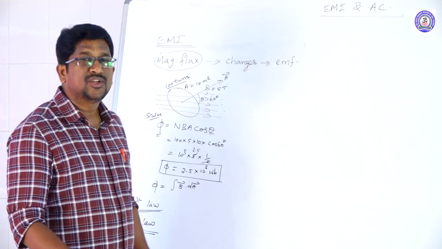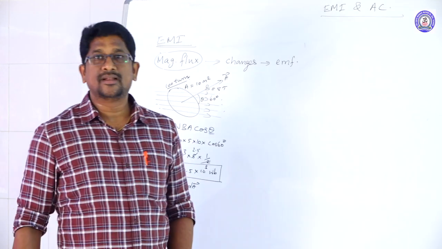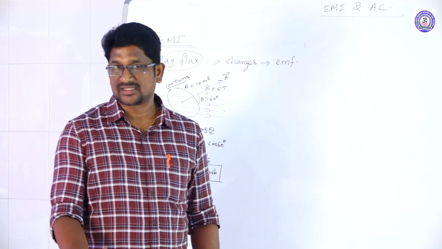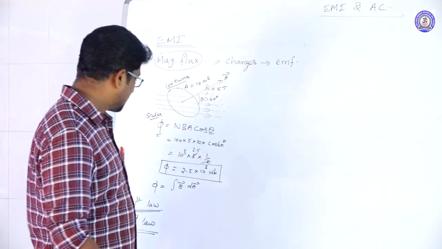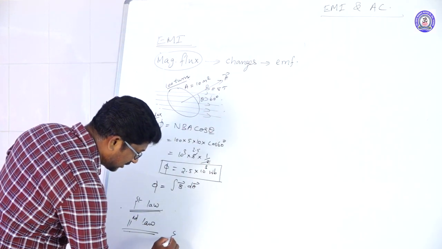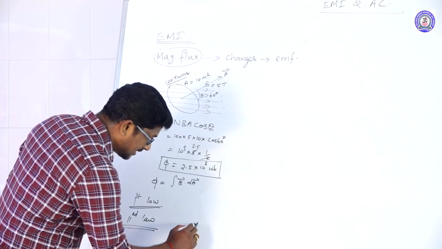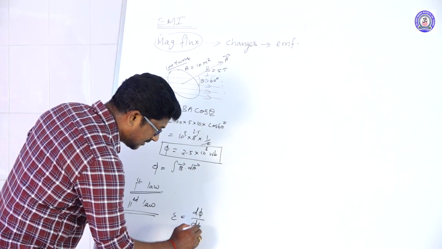The magnitude of induced EMF in the coil is directly proportional to the rate of change of magnetic flux linked with the coil. That is, the magnitude of induced EMF is denoted by E. It is given by dΦ divided by dt.